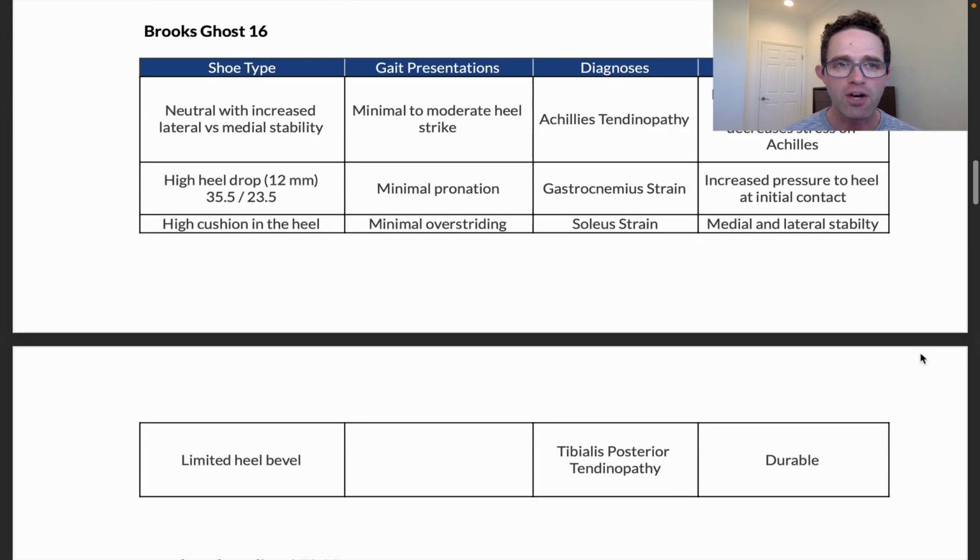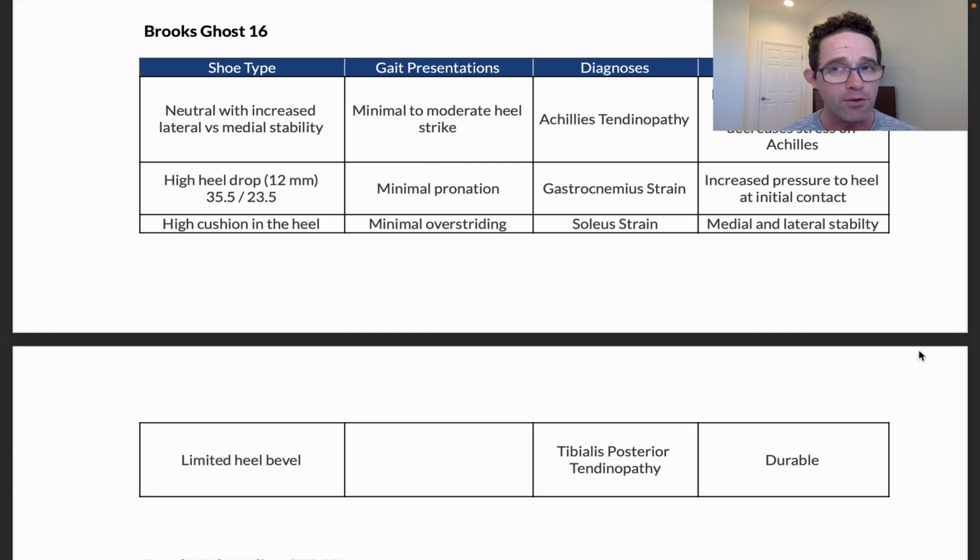Okay, moving on to our next brand of Ghost 16 by Brooks. This is going to be a neutral shoe with increased lateral and medial stability. It's also going to be a high heel drop shoe at 12 millimeters. We don't see many shoes getting up towards 12 millimeters these days, and that is certainly something that's important to see.